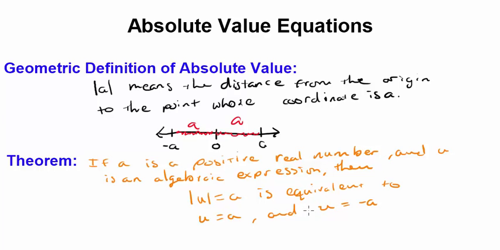Because again, going back to that geometric definition of absolute value, since we know the absolute value of U is equal to A, we know the distance from the origin, or in this case 0, is going to be A, and so the two points that satisfy that are going to be positive A and negative A.